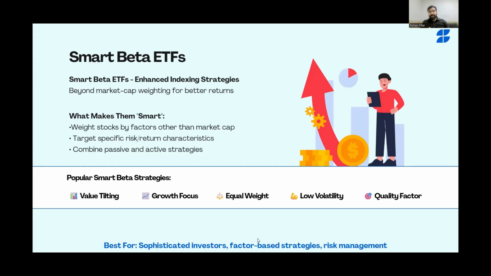You're able to capitalize on the movement of the market without getting a lot of risk. So some popular smart beta strategies include value tilting, growth focus, equal weight, low volatility, and quality factor.